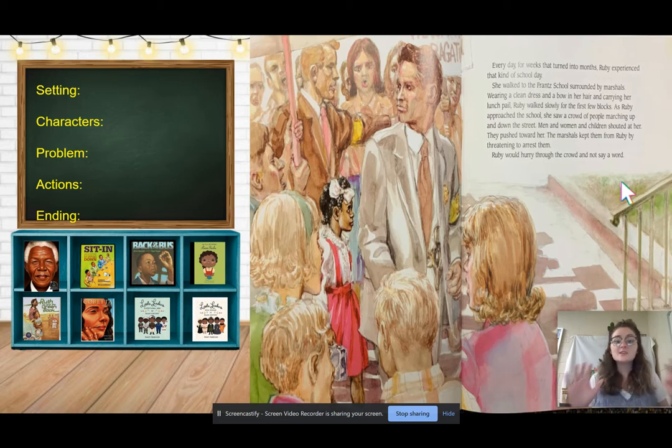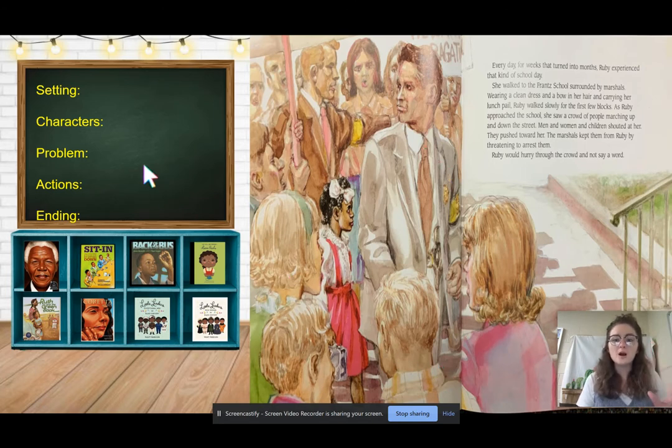All right, so let's think about our scape first. What is the setting of this event? Where is this taking place, Smarties? It's taking place at the France school. Who are the characters on this page? Who do we learn about on this page? We learn about Ruby. We learn about the marshals and the angry crowd of people.